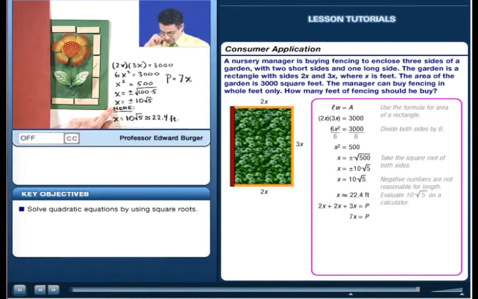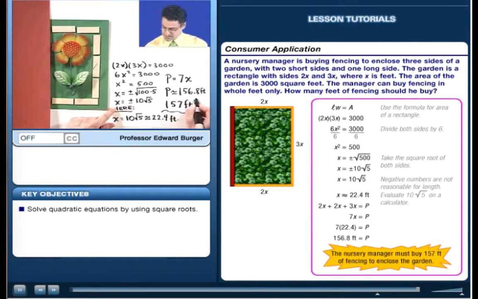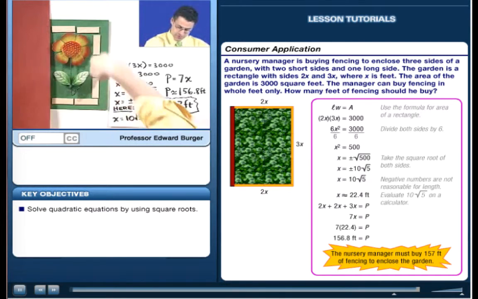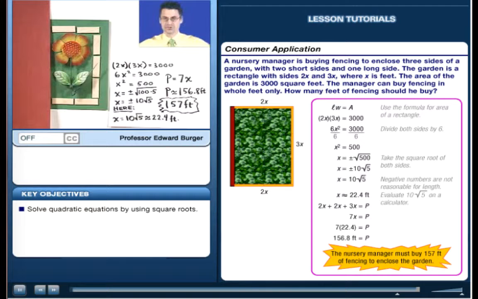And so if we know x equals approximately 22.4 feet, then the perimeter is going to be approximately 156.8 feet. But of course, we're told that he can only buy fencing in whole feet units. And so how much is he going to buy? 157 feet is his purchase. So that's what he's going to buy. And when he has that, he'll be able to fence in his garden perfectly so that the area of this rectangular garden will be 3,000 square feet. And one side will be 2x and one side will be 3x, where the x is 10 square root of 5.